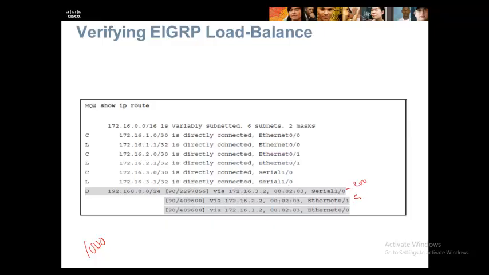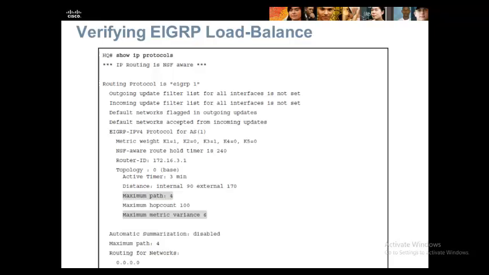You see, we have the default number of path, max path. But variance we have increased. The default variance is 1. We have increased to 6. Are you clear with this load balancing story?